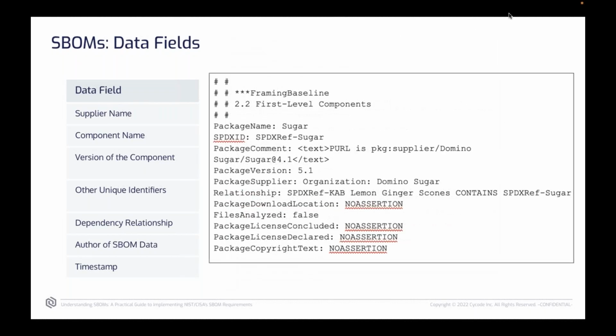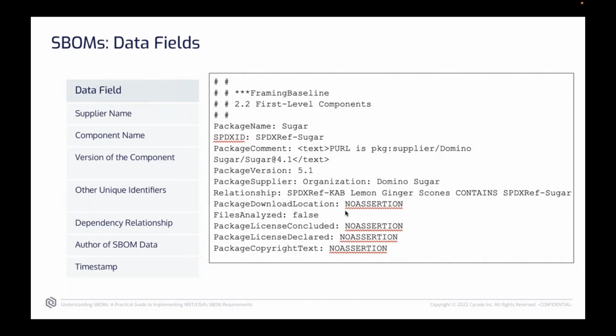Now, this picture here shows you a specific component. In this case, it's sugar. Right, so the package name is sugar. It gives you the version of it. The supplier is Domino Sugar. And then here it's really interesting. It tells you the relationship. So it's saying that King Arthur Baking Lemon Ginger Scones contains this specific ingredient. So that is where we see the supply chain relationship.